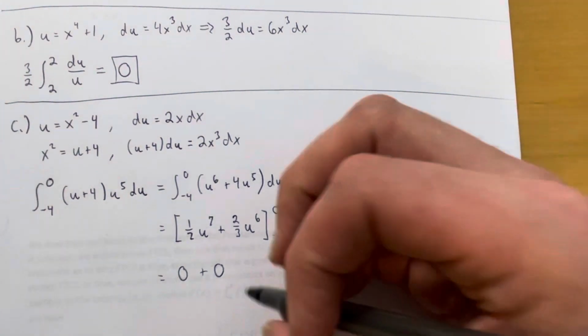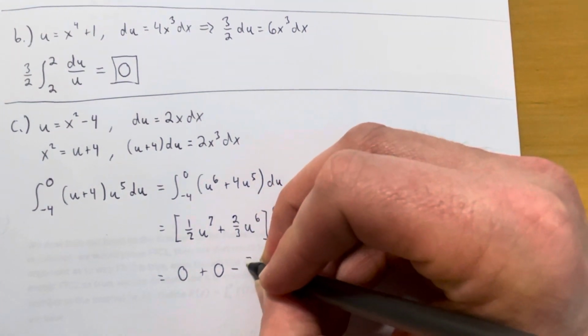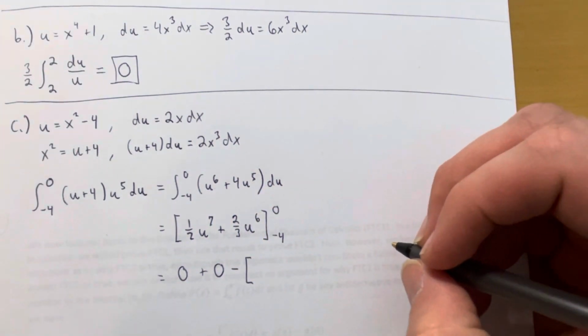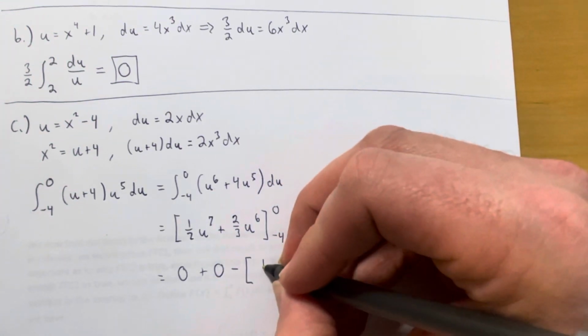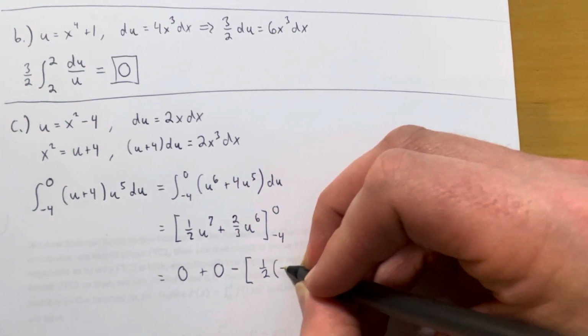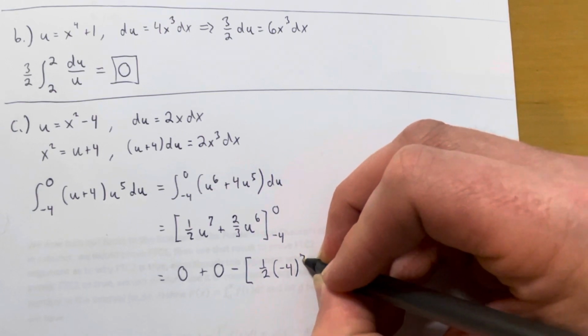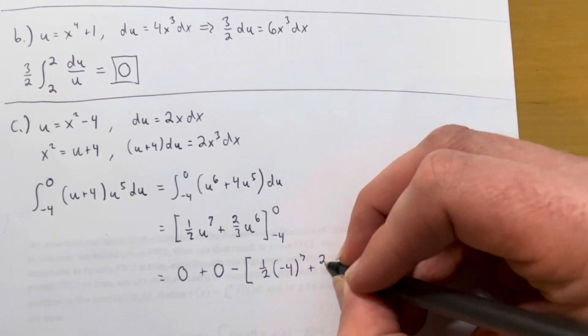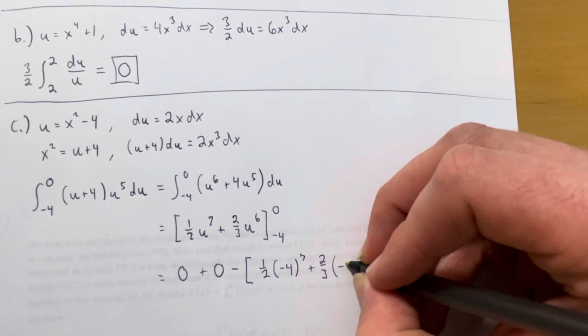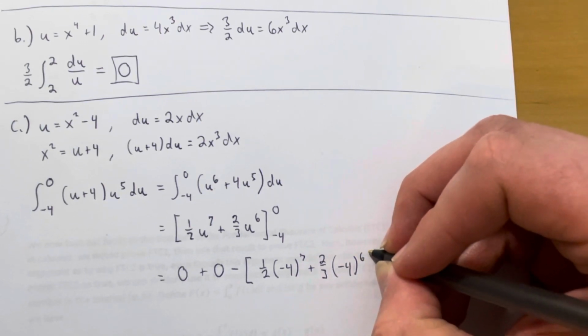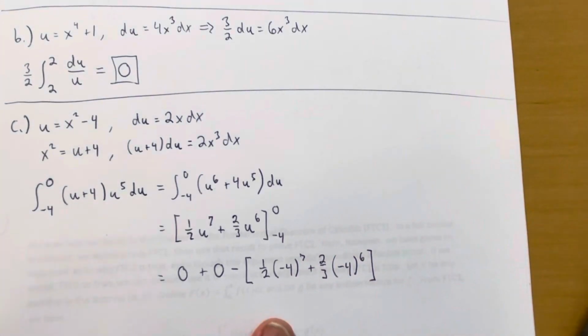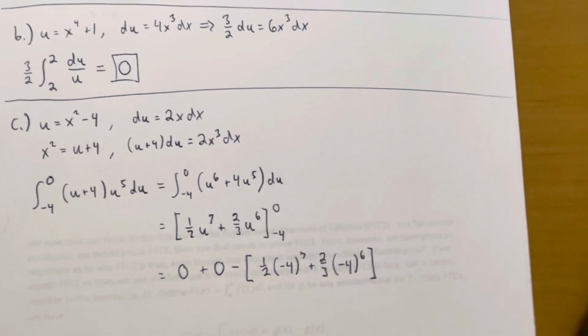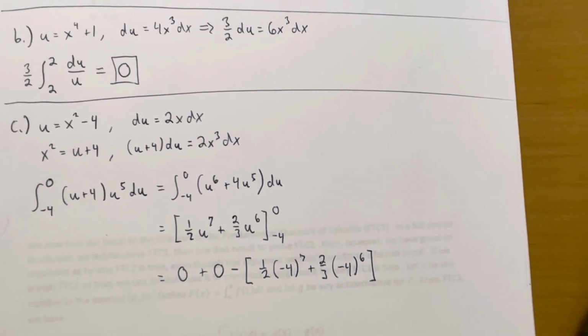Now, I need to do the rest of this. So minus, we have 2 terms, so make sure you put that square bracket there. Plug a negative 4 in. 1/2 times negative 4 to the 7th power plus 2/3 times negative 4 to the 6th power. I didn't work this one out ahead of time, so I'm going to do it on my calculator over here real quick.